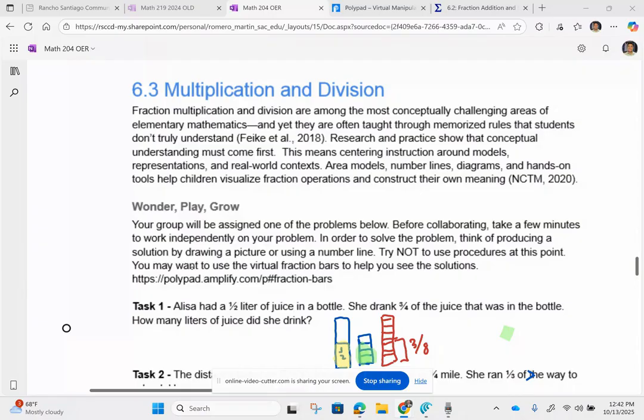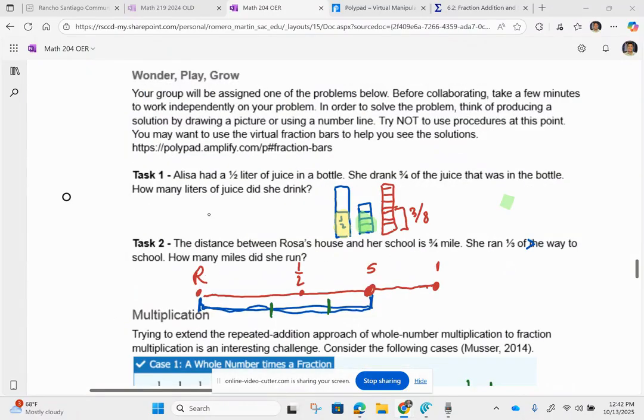We start with a task. It's something for you to think about, and try to think about this without procedures, right? Elisa had a half a liter of juice in her bottle. She drank 3/4 of that juice. How many liters did she actually drink?